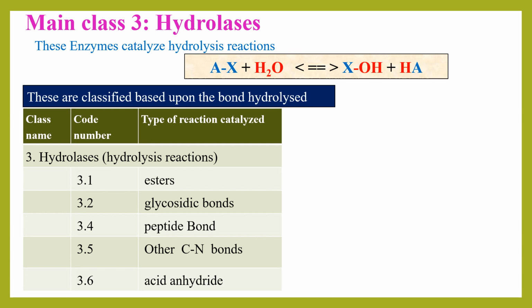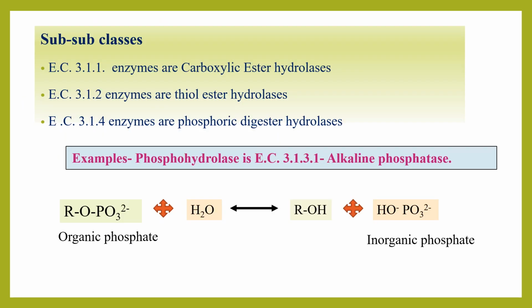For example, 3.1 is the ester bonds which are hydrolyzed. Then 3.2, glycosidic bonds. 3.4, peptide bonds. 3.5, the other carbon nitrogen bonds, CN bonds. While 3.6 is indicating that acid anhydrides are hydrolyzed. Now let us see some subclasses of these hydrolases.